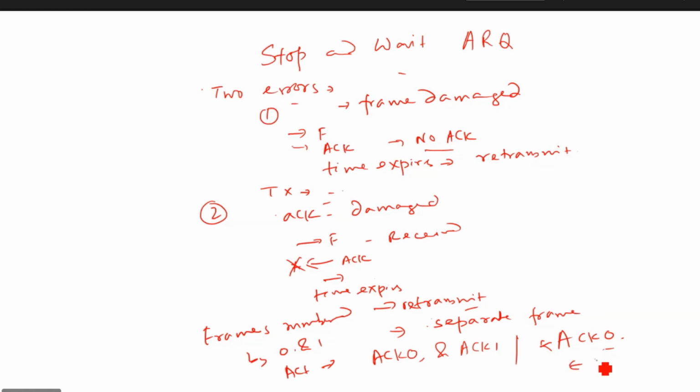If it is ACK 1, that means it has received frame number 0 and is ready to receive frame number 1. With this, the problem of duplication can be avoided in this case. See the diagrams, and it will be clear.